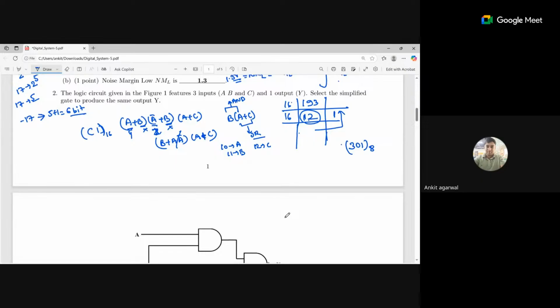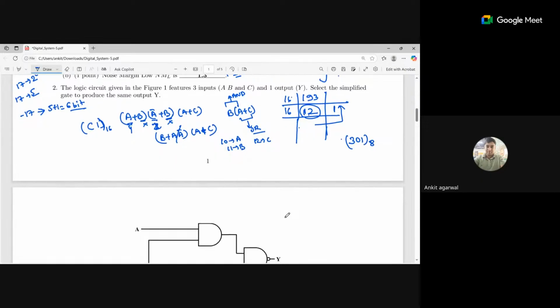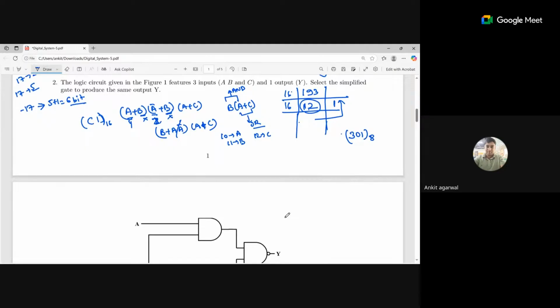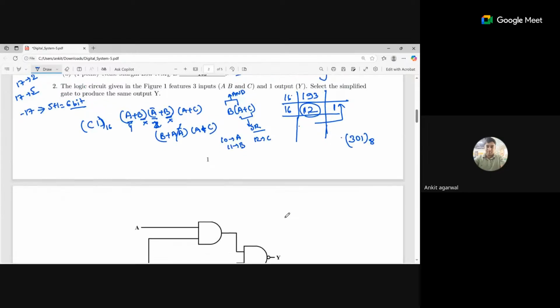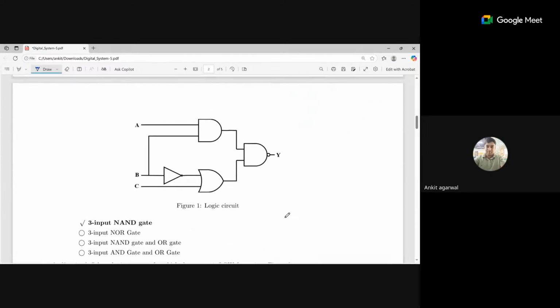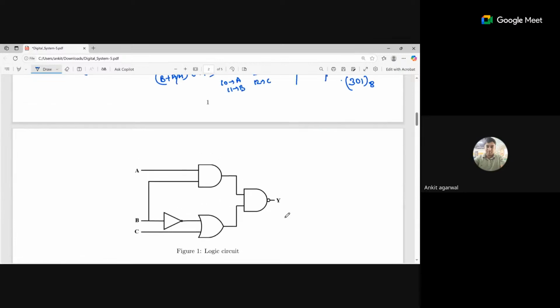Okay, now question number two. The logic circuit given in figure 1 features 3 inputs A, B and C and 1 output Y. Select the simplified gate to produce the same output. So first of all we are going to solve this particular one. Are you trying to solve that?